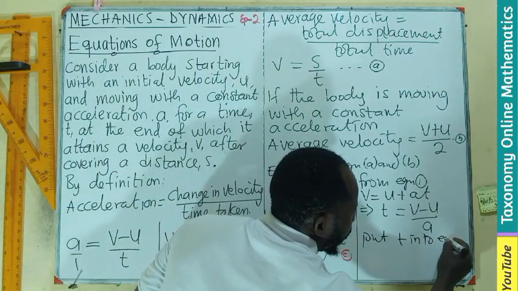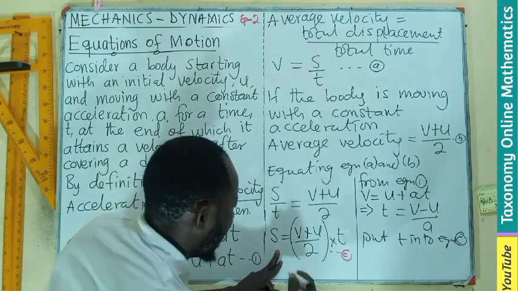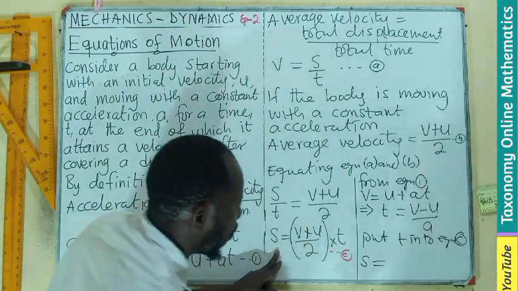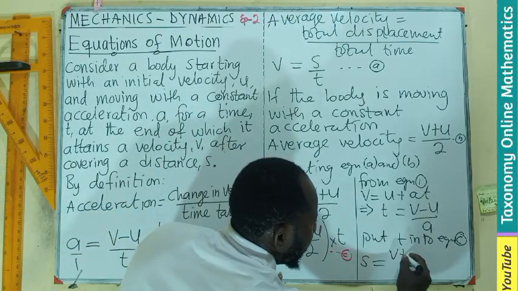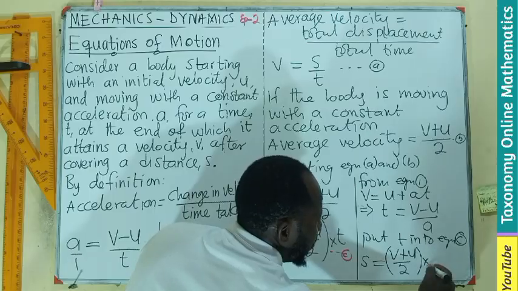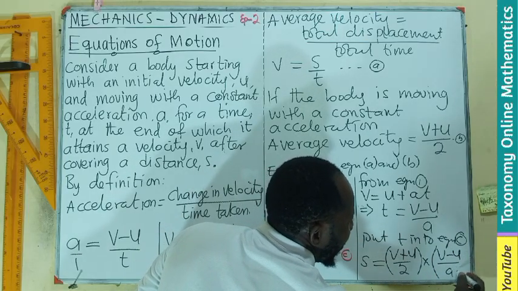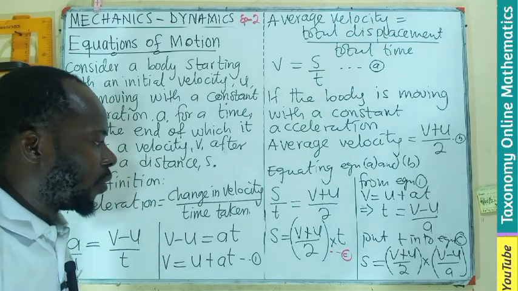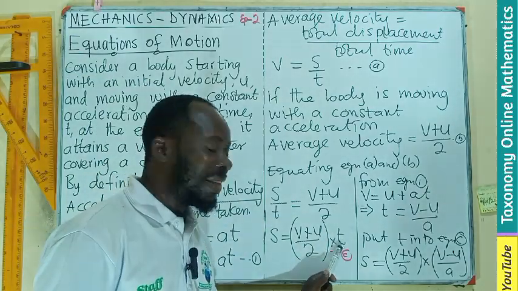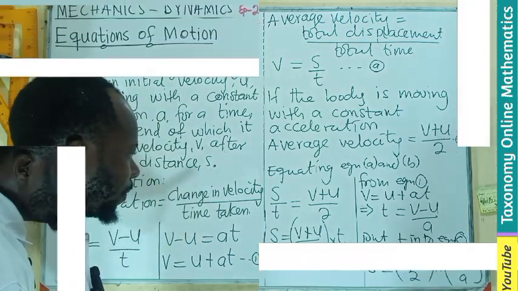let's put this T into equation C, and I have the space there. I can have S equals still V plus U divided by 2, multiplied by V minus U divided by A. So we want to express this, the T here, so that we can substitute. So what do we do? Let's clear here.